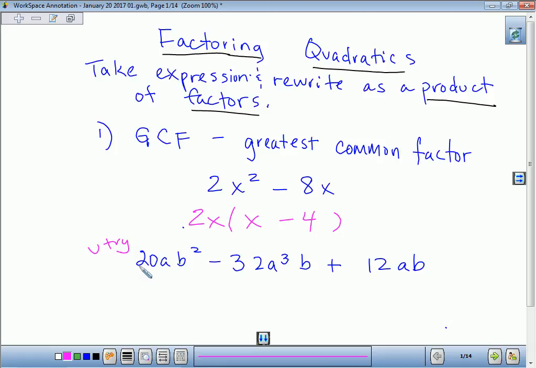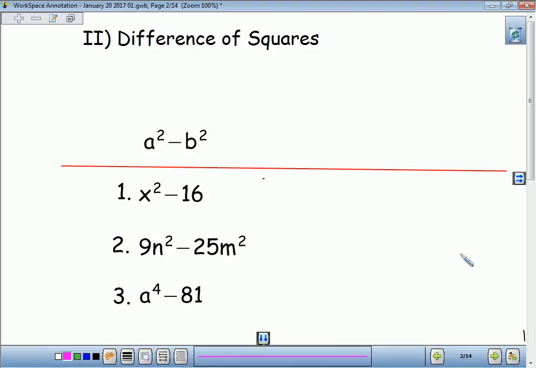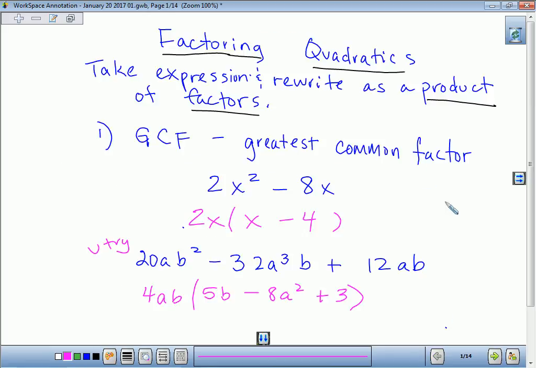When we contemplate this expression, what did you find the greatest common factor to be? 4ab. And when we factor that out, we are left with 5b minus 8a squared plus 3. And that's completely factored. And both of these would be completely factored over the set of integers.